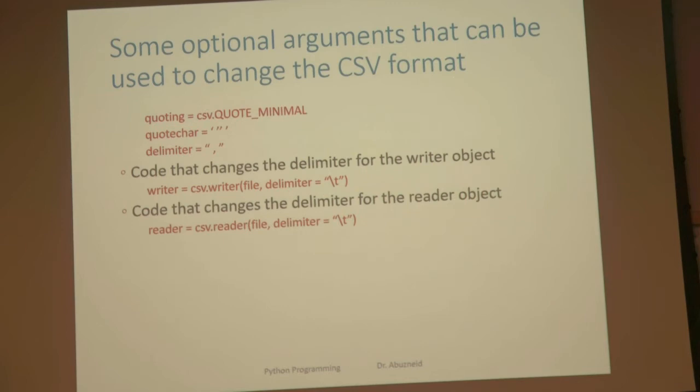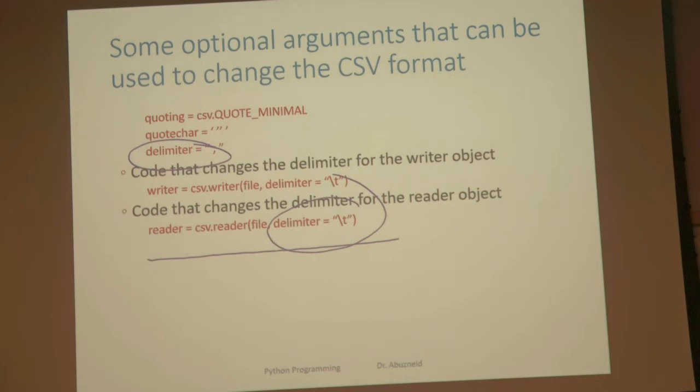There are a lot of optional arguments that can be used to change the CSV. By default, the CSV is separated by comma. Can you change it to a tab? Yes. There is a delimiter. All you have to say, for example, csv.reader(file), and you change the delimiter. Remember what I told you, and this is very important to always watch out for.